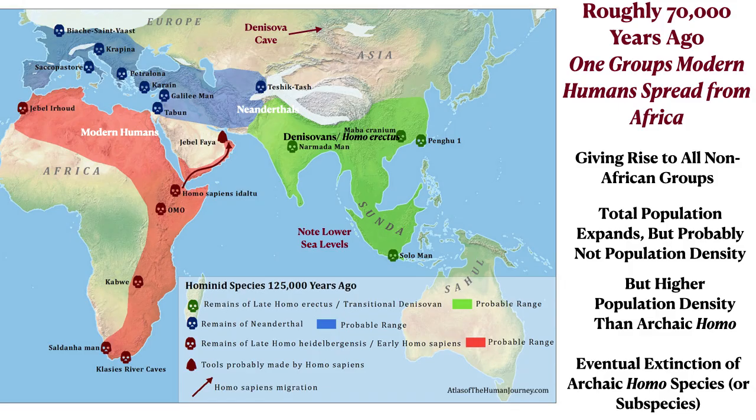So anyway, roughly 70,000 years ago, one group of modern humans spread outside of Africa. They seem to have had a very difficult time at first, but eventually spread all over Eurasia, and then ultimately into Australia, into the Americas, and so on, sort of giving rise to all non-African population groups.